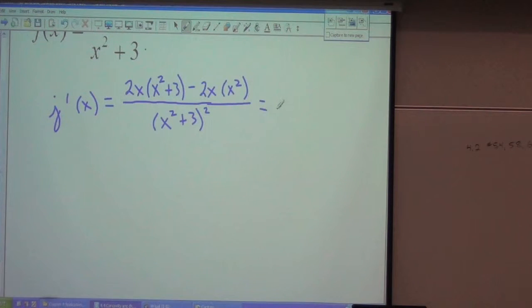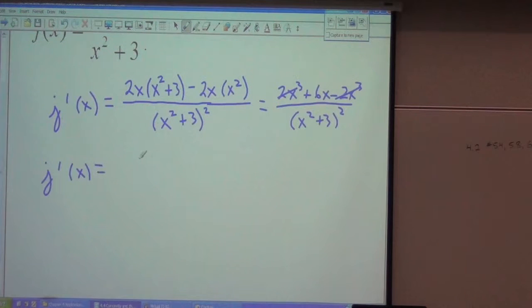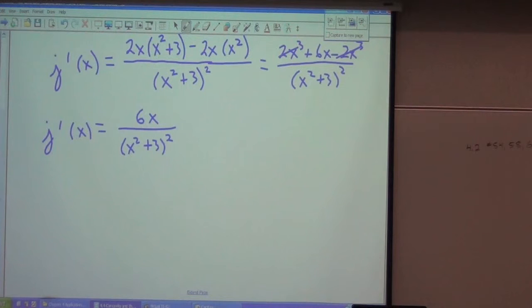Let's see. x squared plus 3 squared here. On the top we get 2x squared, or 2x cubed, 2x cubed plus 6x. Oh, minus 2x cubed. So those cancel out. So the first derivative is just 6x over x squared plus 3 squared. All right, that's the first derivative.